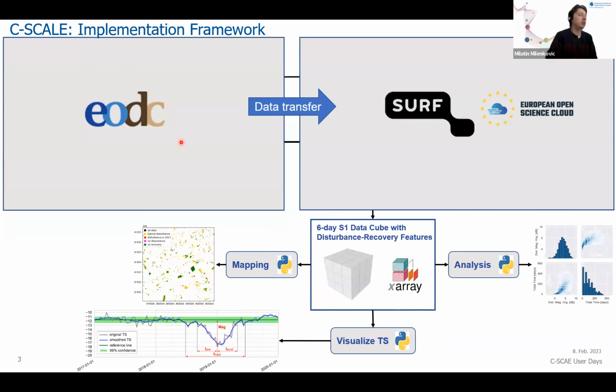For the implementation itself, we rely on the Sentinel-1 data that are provided by EUDC, and we rely on SURF infrastructure. We did a data transfer from EUDC to SURF, and then on SURF we also onboarded our own Python code where we are building the data cubes, and some extra Python code to do statistical analysis, visualization of the time series, and mapping of the disturbances detected. We also use Slurm for upscaling the code on HPC.